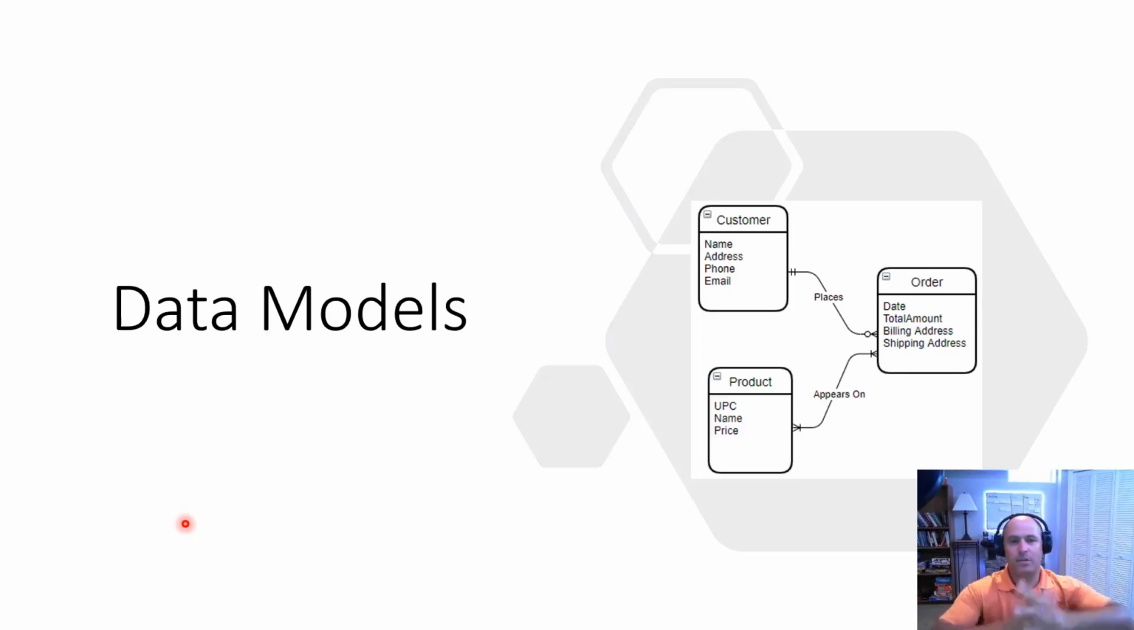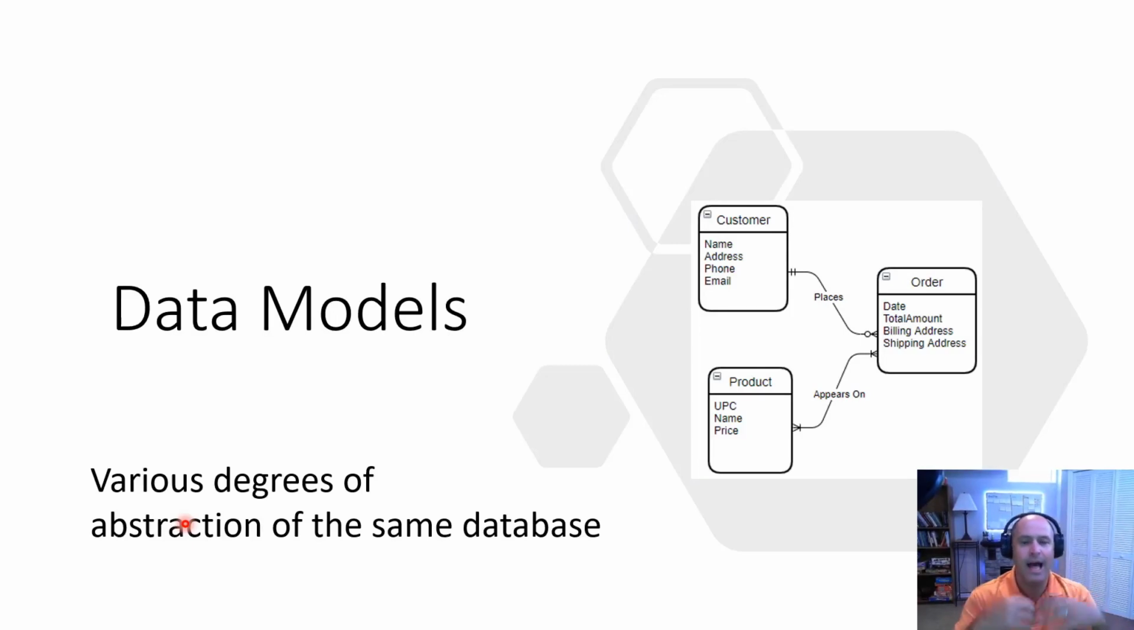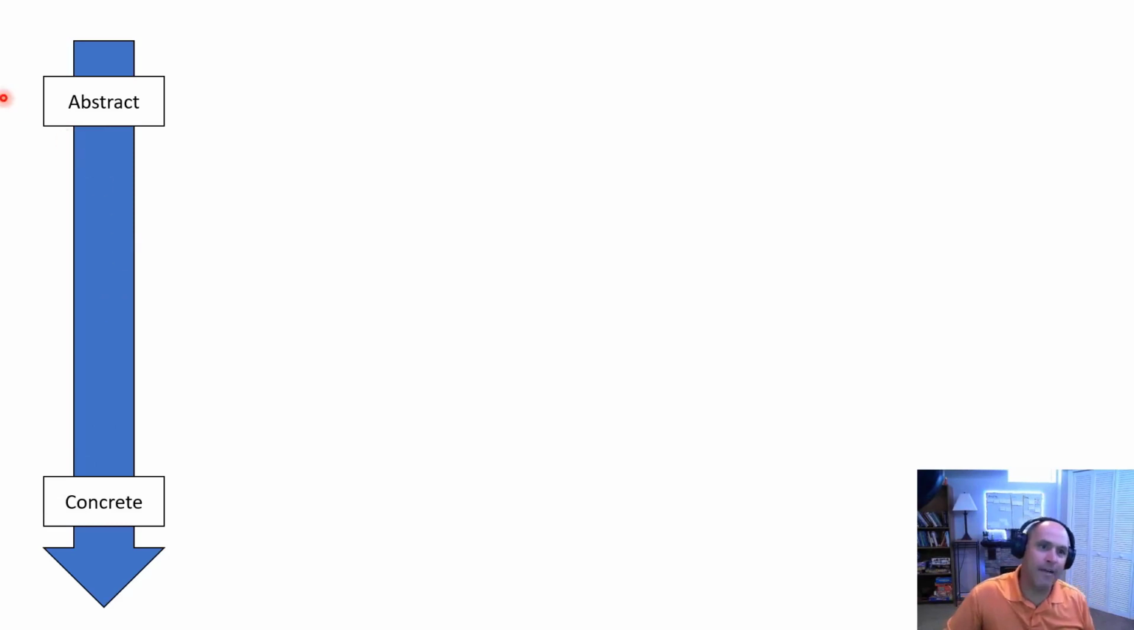Okay, so let's talk about data models now. Data models are basically how we perceive, or our layers of abstraction over, the same database. That is, if you look at some implementation like Venmo, what are the different ways that we can look at the Venmo database? So we have at the top the highly abstract data models, and then at the bottom we have the concrete data models. That is, they match a very specific implementation.